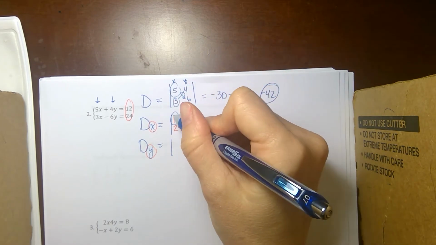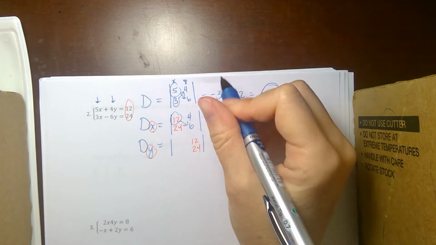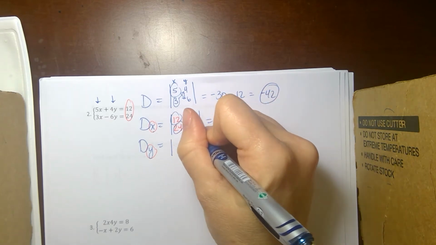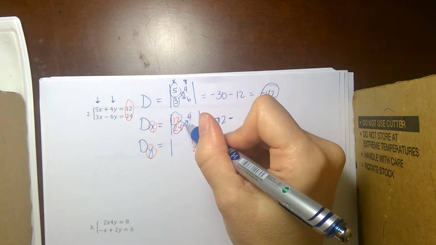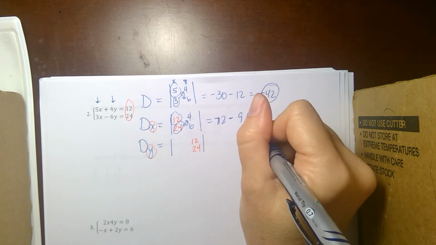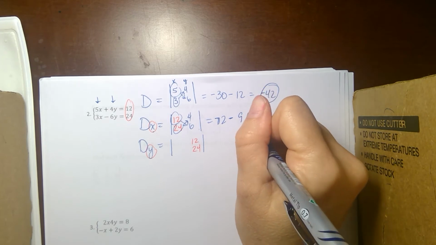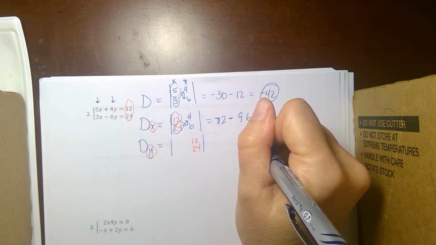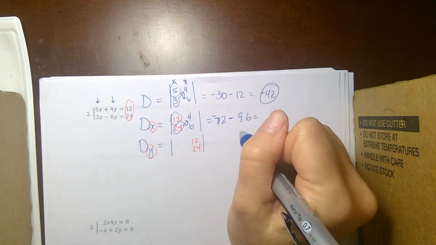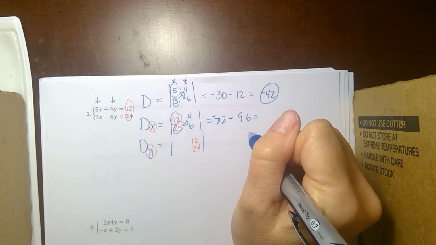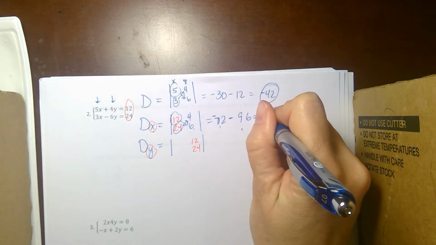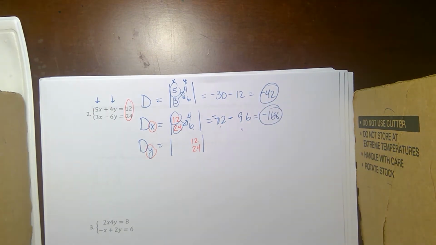Find your cross product. 12 times 6 is 72 minus 24 times 4. Well, 24 times 4 is going to be 96. 96 and 72, no. What did I do wrong here? 12 times negative 6 is a negative 72. See what I said about being careful of those negatives? A negative 72 and a negative 96 gives me a negative 168.